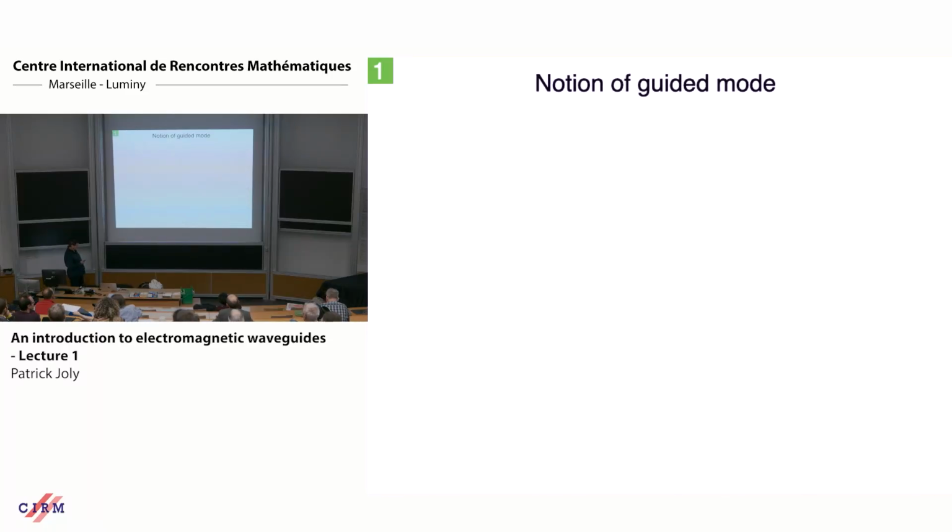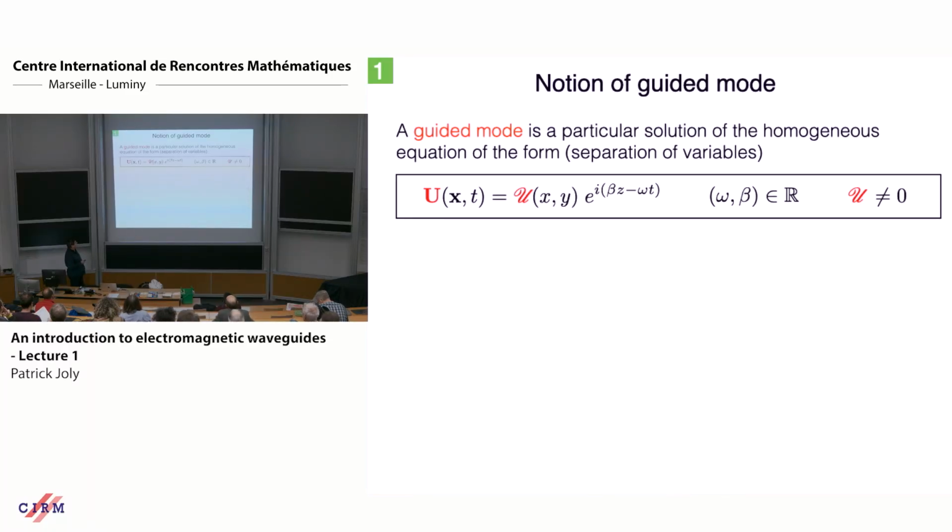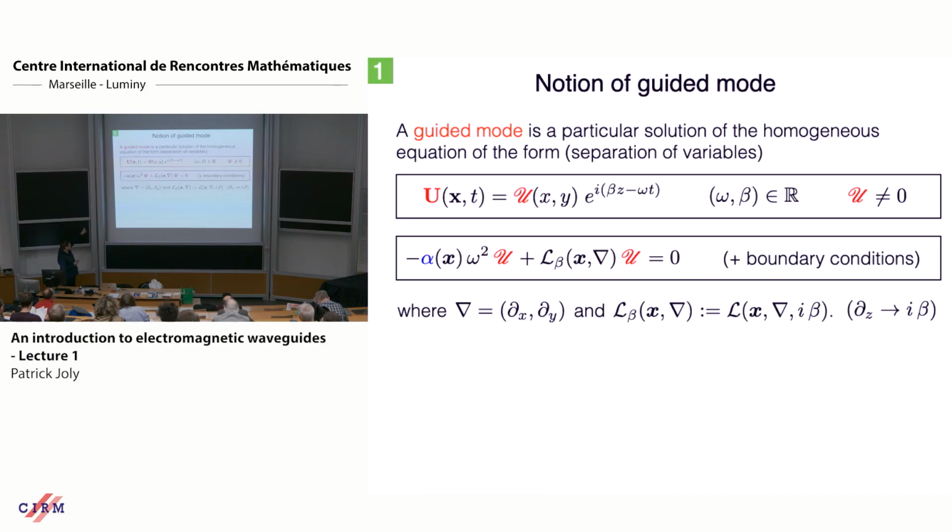So what is a guided mode? A guided mode, for me, is a particular solution of the equations which has a very particular form of this type, where the wave number beta and the frequency omega are a priori real, and we look for a solution with u different from 0, of course. If you put this in the equations of the model, you obtain what I call the modal equations, plus, of course, the boundary conditions.